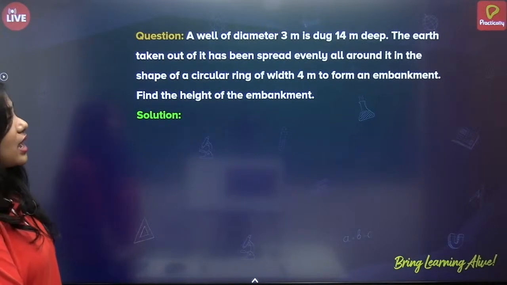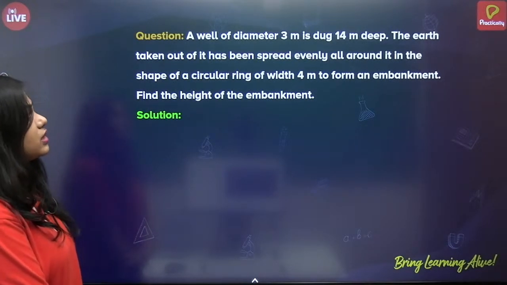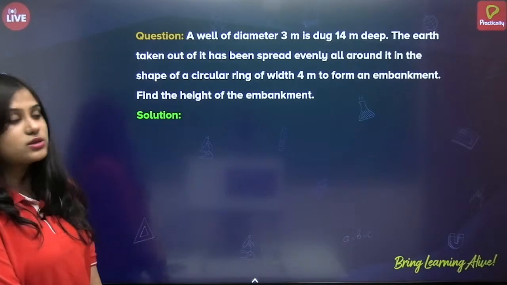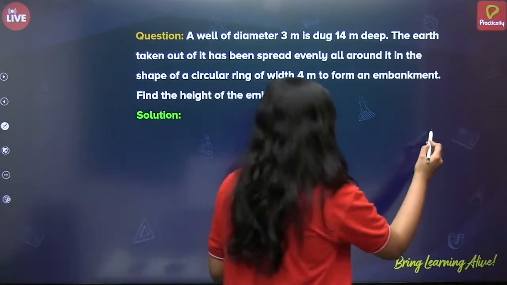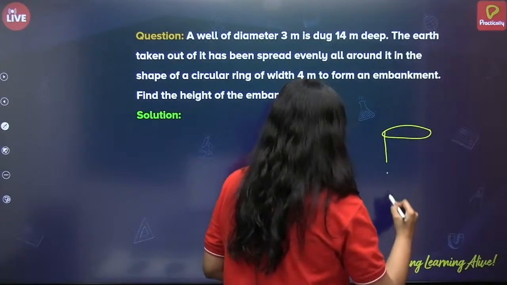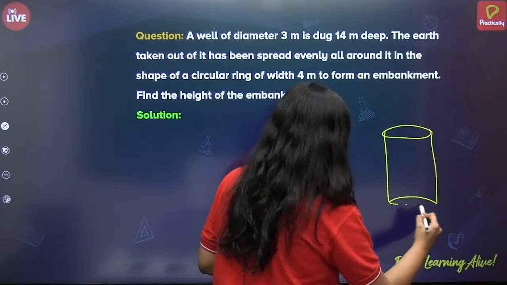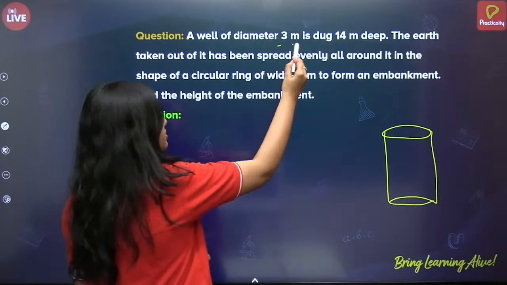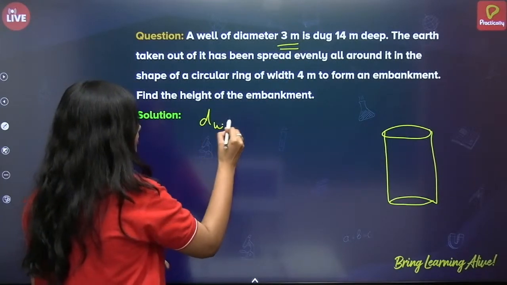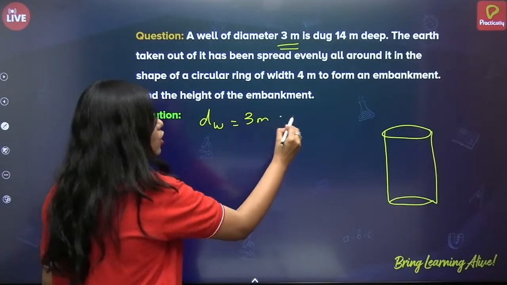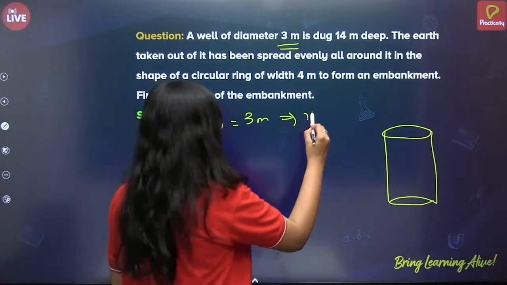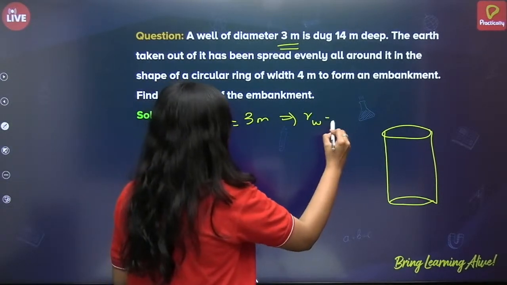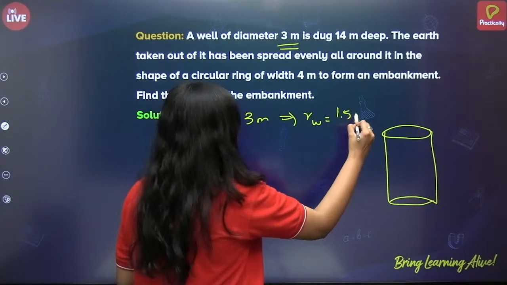A well of diameter 3 meter is dug 14 meters deep. What is a well? It's in the form of a cylinder, correct? So first let us draw it. Okay, this is a well. So diameter is 3 meters. So if diameter of the well is 3 meters, what will be its radius? 3 by 2, that is 1.5, correct? So radius of the well is equal to 1.5 meters.